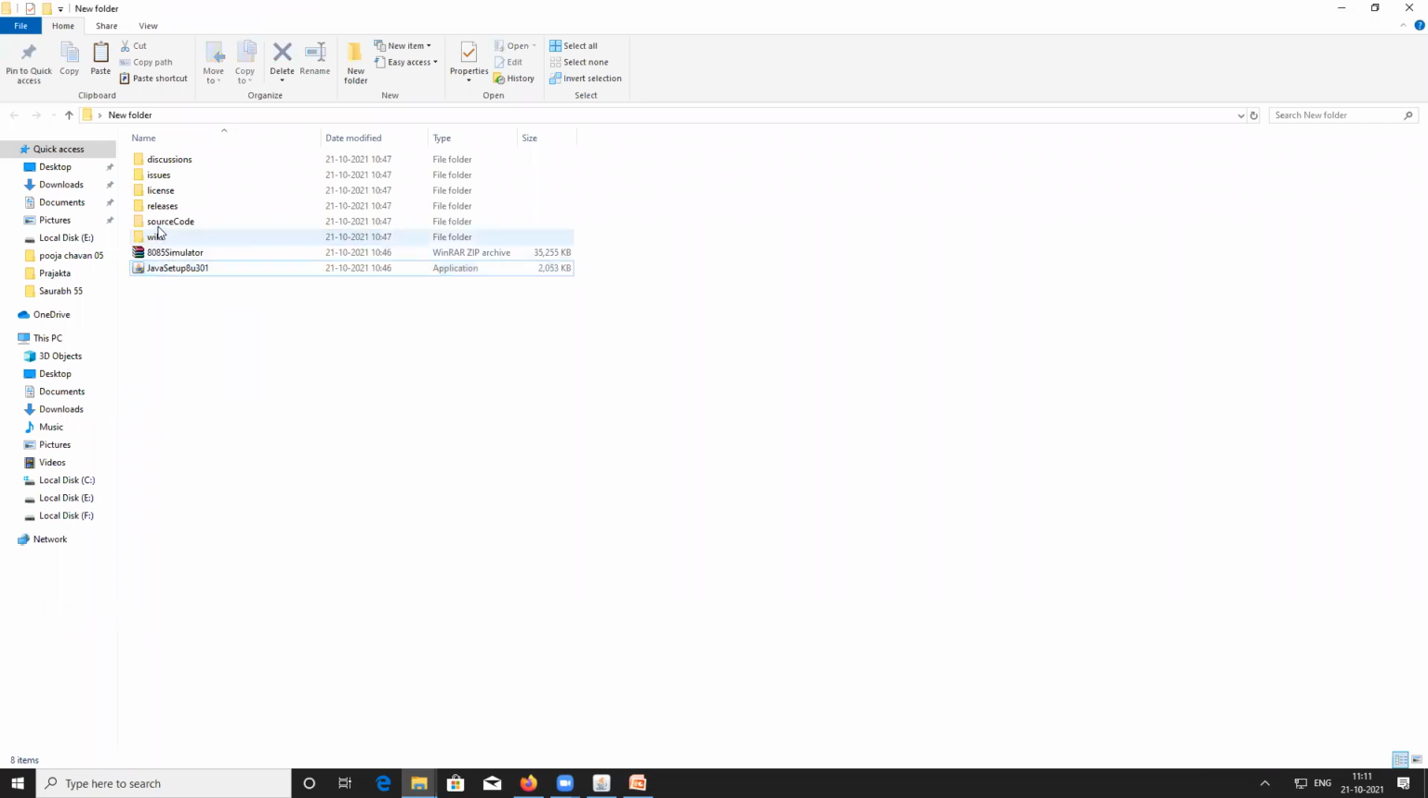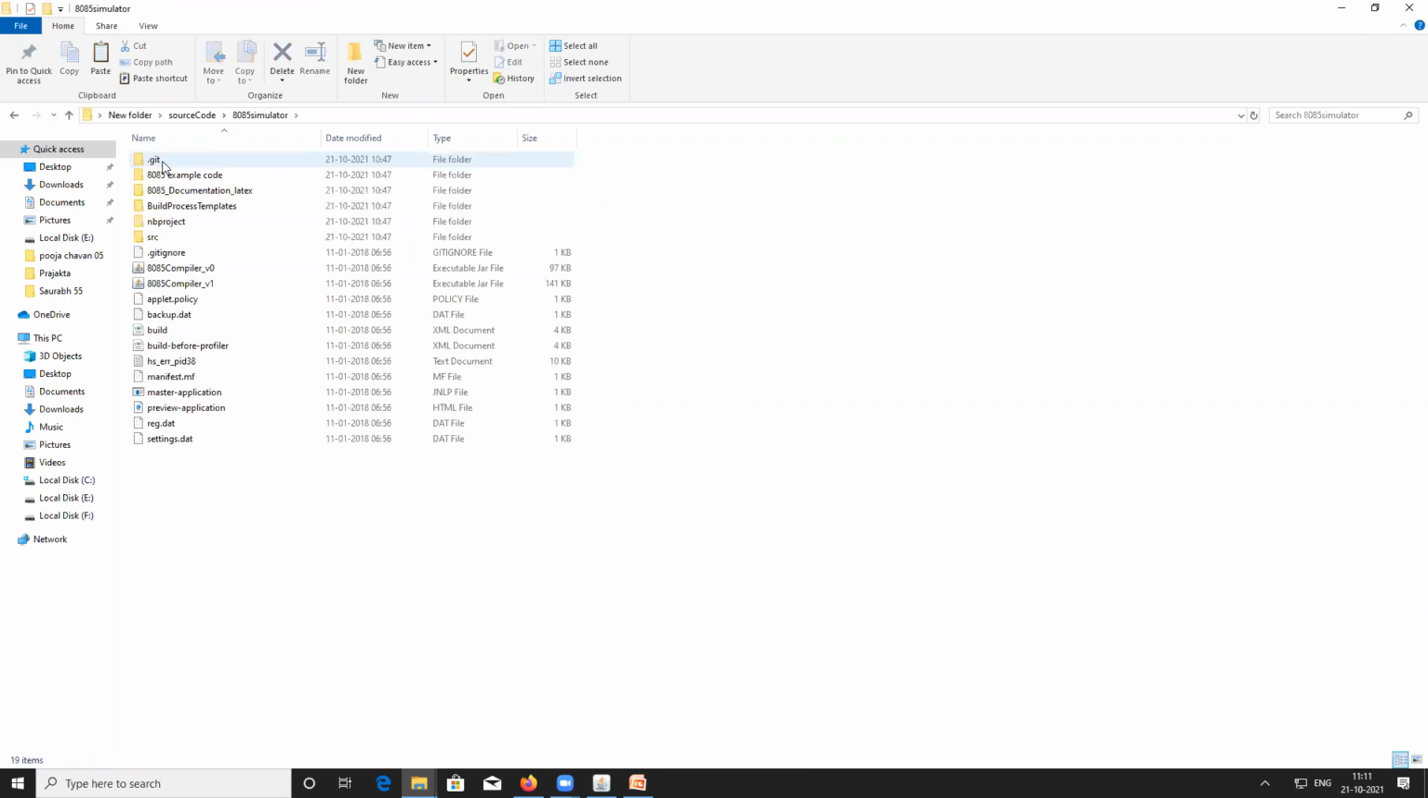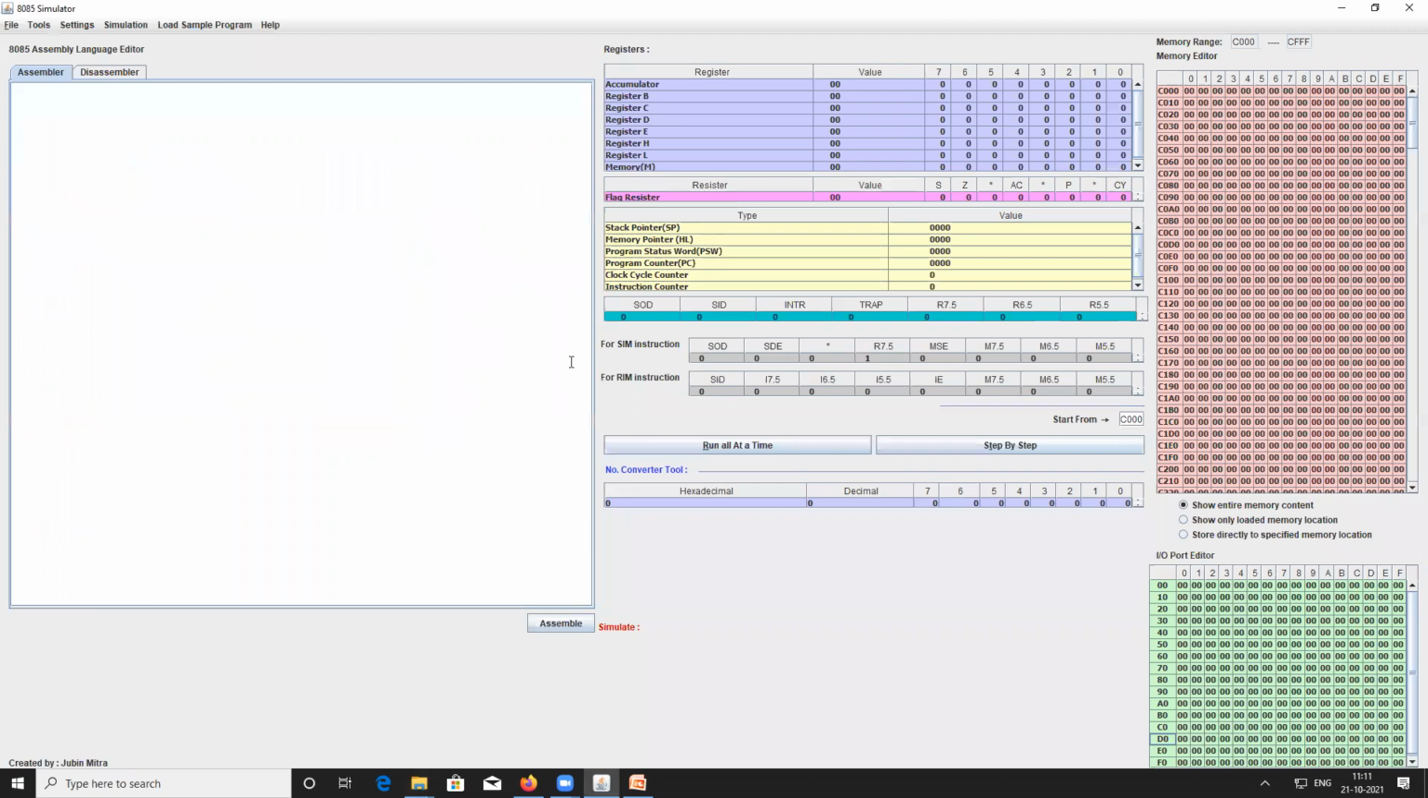After that, go to the source code. In that source code, the 8085 simulator is there, and in that, the 8085 compiler is there. Click on that and it will open.